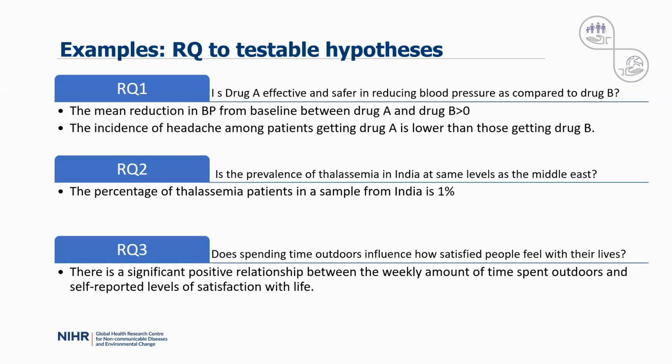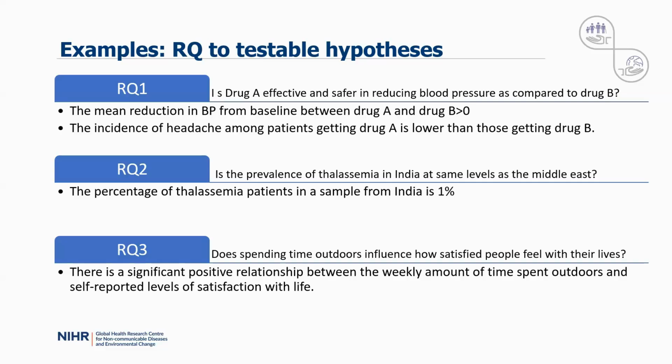So this is a second type of research question where you would want to convert it into a testable hypothesis in the form of: the percentage of thalassemia patients in a sample from India is 1%. Why 1%? Because it could be this target number that you have, whatever the value is that you get from your reference population that you're comparing it to. So again, you have a very testable metric that you can calculate from your data. And then, does spending time outdoors influence how satisfied people feel with their lives? Very generic, overarching questions, but you get the way you would convert.